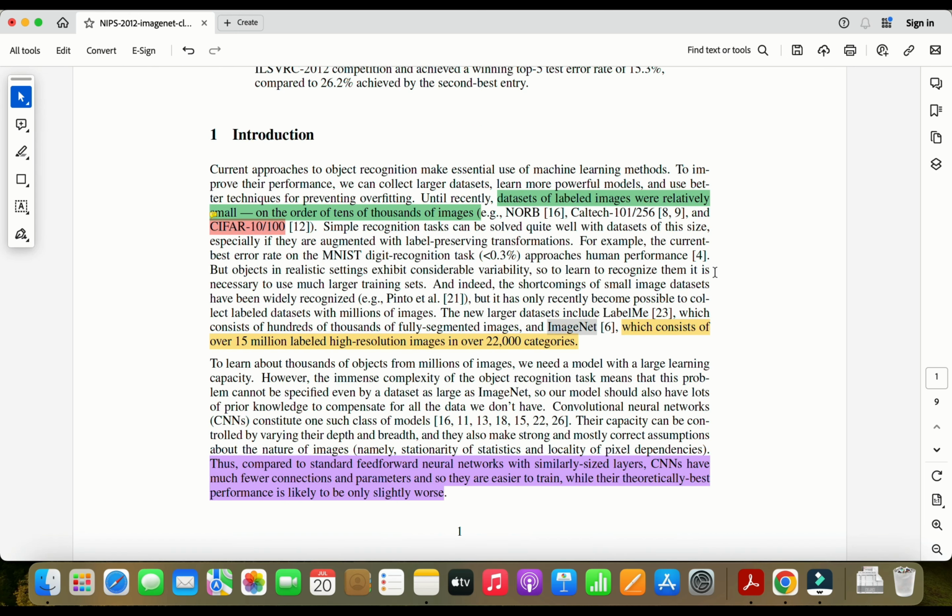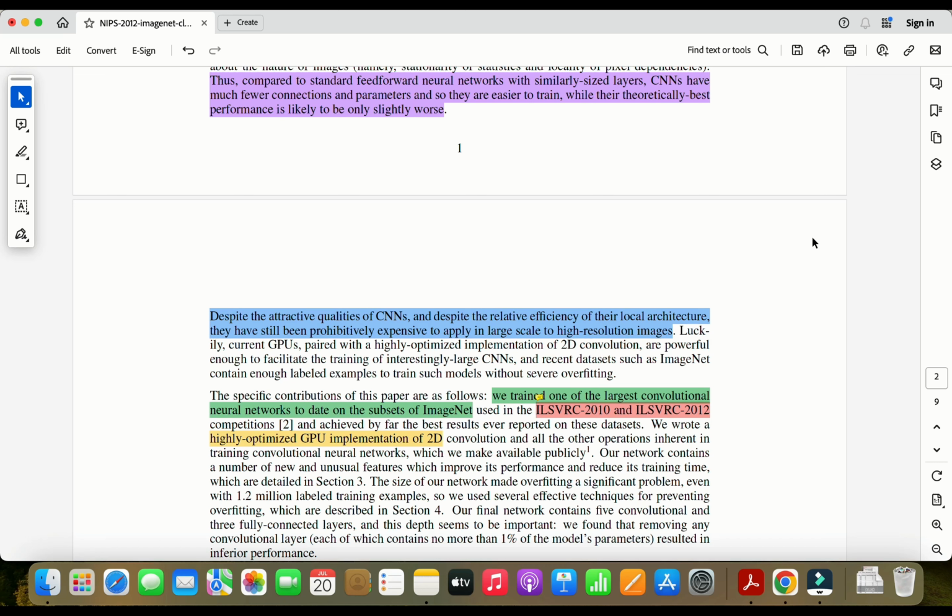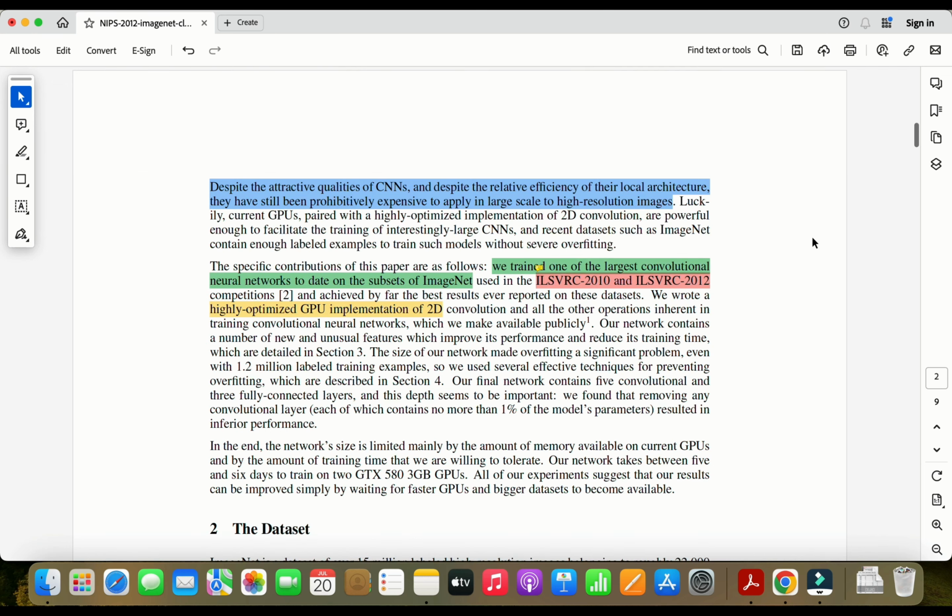ImageNet was one of the large datasets that was published. Before that, mostly datasets were very small, and CIFAR and other datasets were used. For CNNs, the background is that a CNN generally has very few connections and very few parameters, but the problem with CNNs is that they have a very high computation and training cost. AlexNet's unique thing was that it was one of the largest neural networks trained during that time. By neural network I mean convolutional neural network.